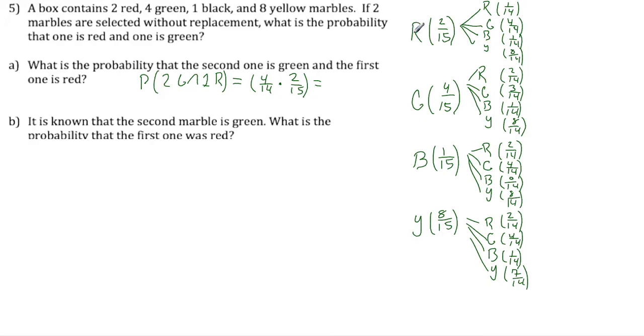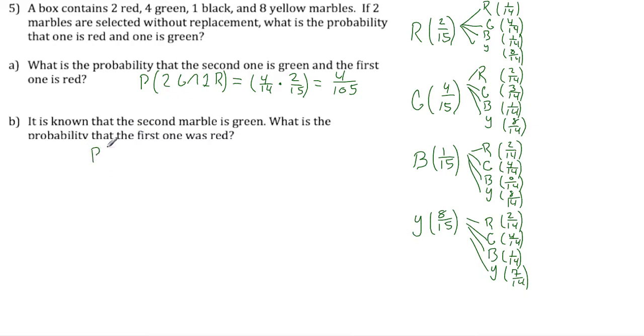And that's, I mean, you can multiply it whatever. 14 times 15 is 210. So if we get 8 divided by 210, we can just reduce that to 4 over 105. Now, what is known? It is known that the second marble is green. Fantastic. What is the probability that the first one was red?